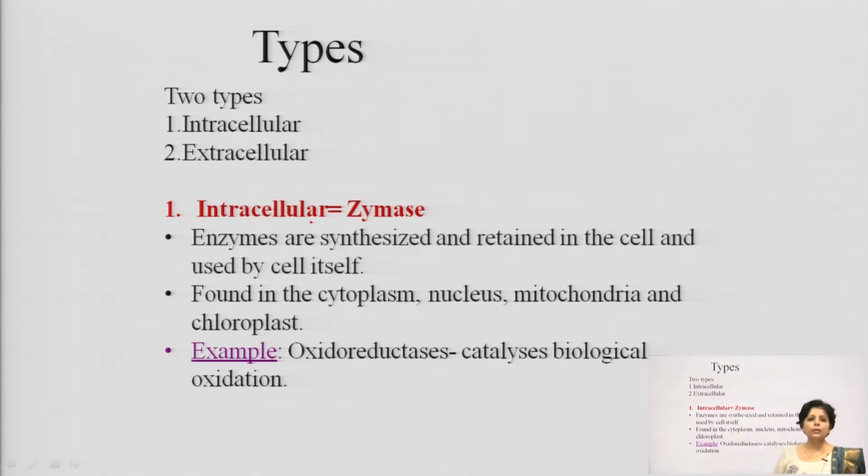So intracellular enzymes, or endoenzymes, these types of enzymes are synthesized and retained in the cell and used by the cell itself. It means the cell in which they are synthesized, they remain in that same cell, work in that same cell, and are destroyed there, right? For example, they are found in cytoplasm, nucleus, and mitochondria. An example is oxidoreductase, which catalyzes biological oxidation reactions.